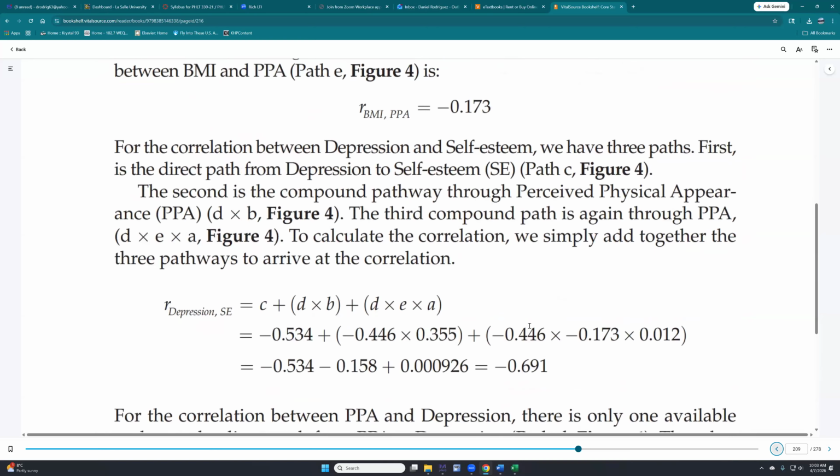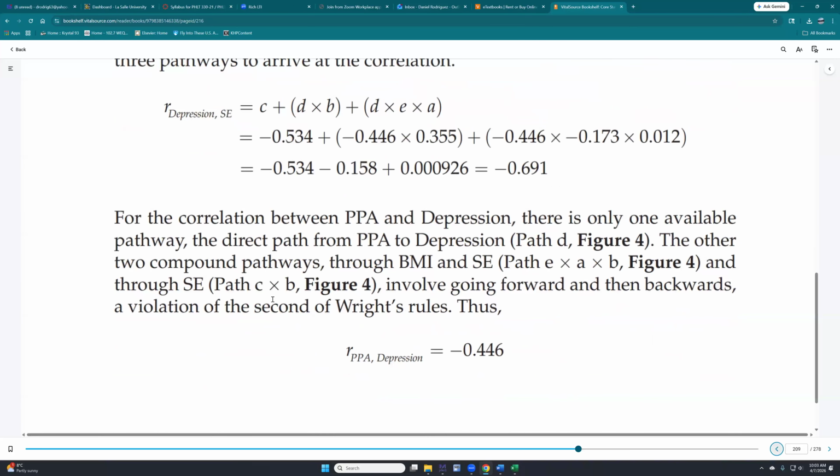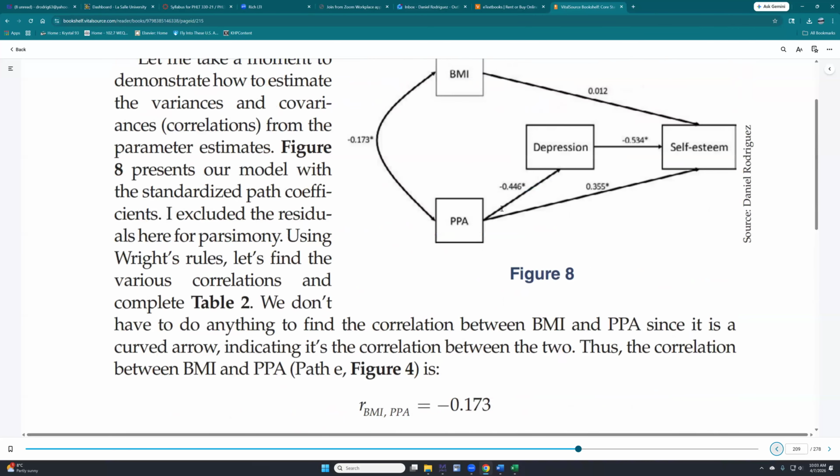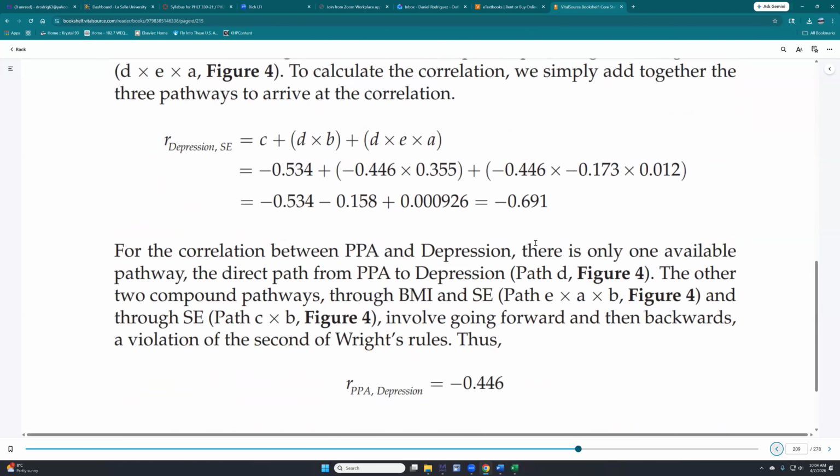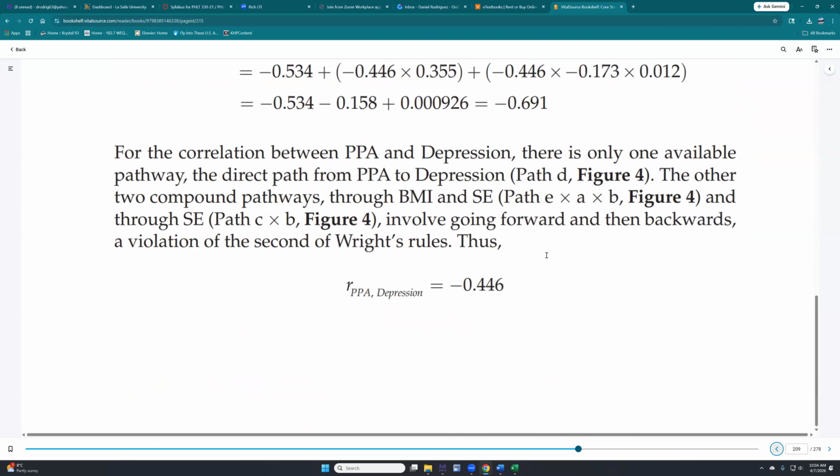This is fun. I hope you're having a good time because I'm having a blast. For the correlation between PPA and depression, where's PPA and depression? Okay, so there's this way. Well, I think that's the only way, isn't it? Let's see. PPA and depression. Yeah, that's the only way.